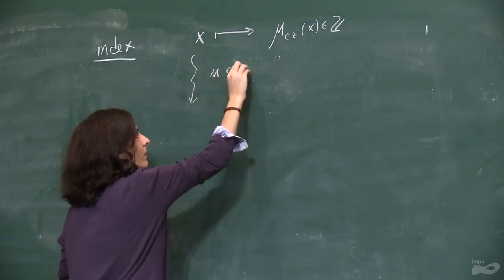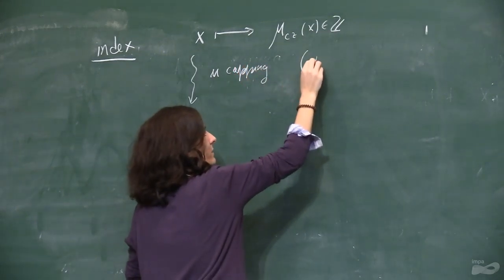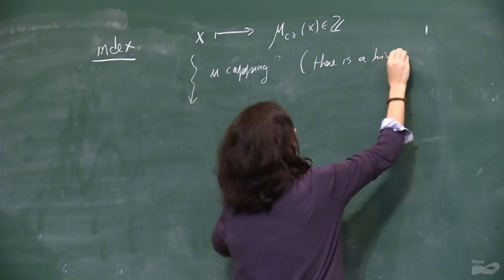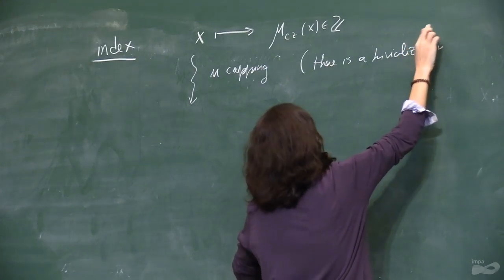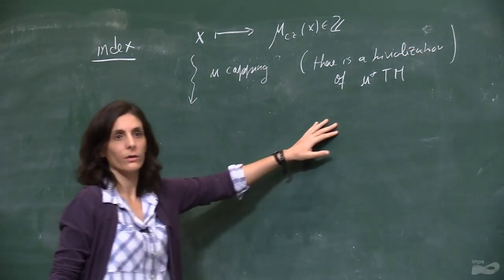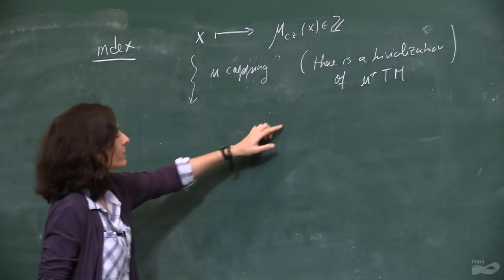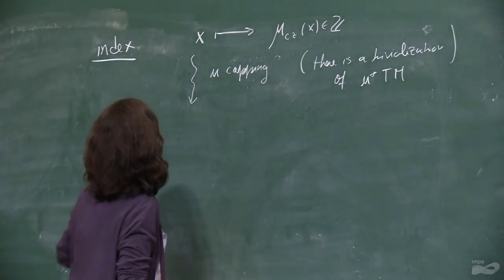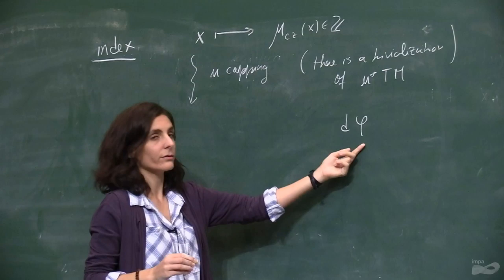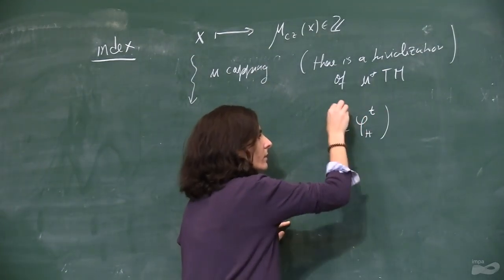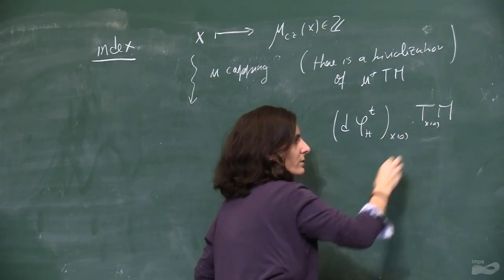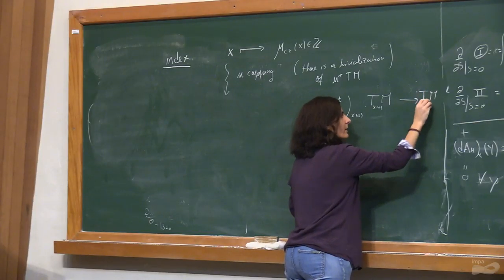U, I know there is a trivialization of TM, of the tangent bundle along the capping, along this disk. Okay, and using this trivialization, I can look into, I can see the linearized flow. So this is a map from the tangent space of M at x naught to the tangent space of M at x of T.